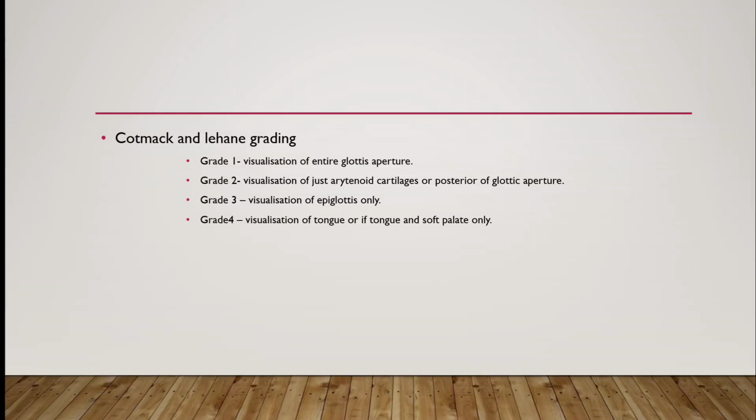The next one is Cormack and Lehane grading. For that, grade 1 is visualization of the entire glottic aperture. In grade 2, visualization of just arytenoid cartilages or posterior part of the glottic aperture. In grade 3, visualization of epiglottis only. In grade 4, visualization of tongue and soft palate only.